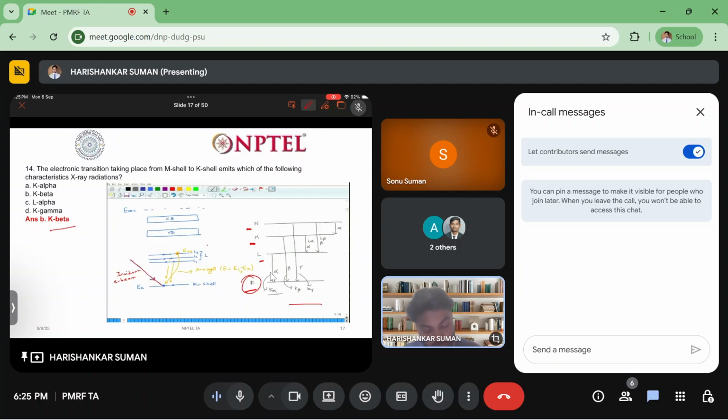So this is known as K beta. Why? M shell to K shell. If the transition is from L to K, then K alpha. But here it is M to K, that's why it is beta. If the transition is from N to K, then gamma. Okay, please remember these things.